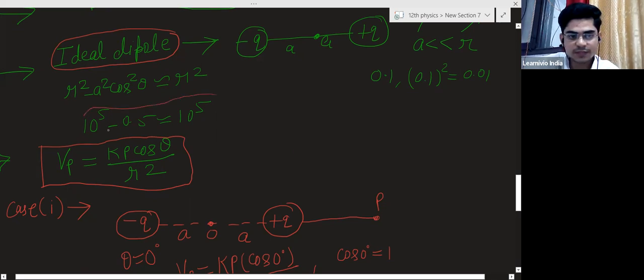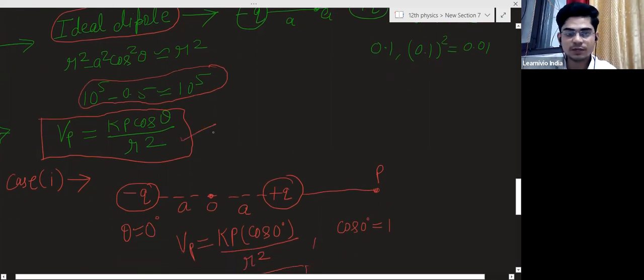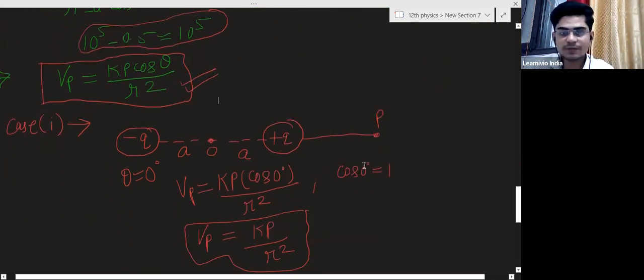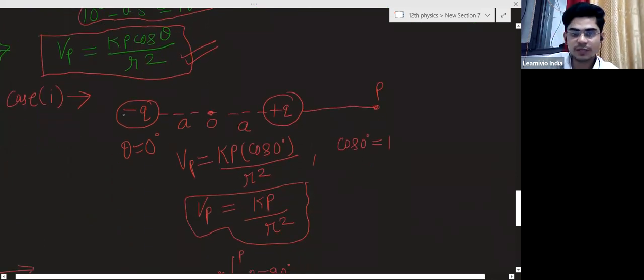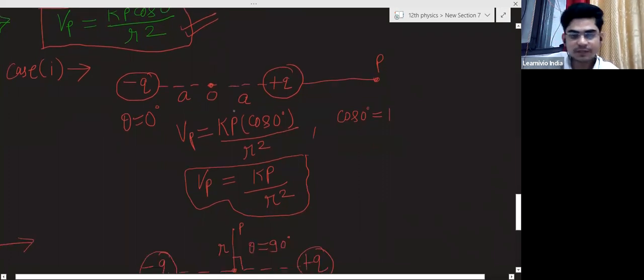I have given you an example, just for understanding. So now we have got this formula, Kp cos theta divided by r square. After that, I have told you case one, when we have to calculate the electric potential at the axial line.